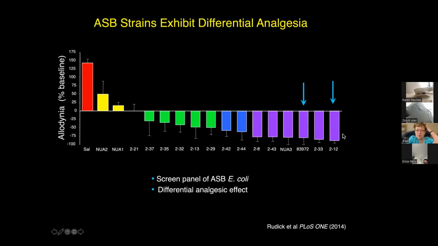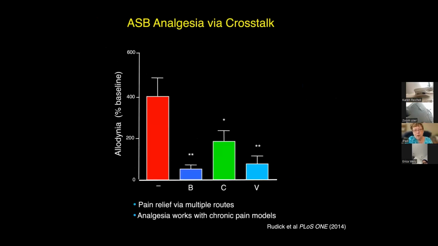And it works not just when put into the bladder. So here's our untreated pain. We put it into the bladder, it knocks down pain. We can put it into the vagina or the colon, suggesting that we could potentially develop a therapy like this as a vaginal probiotic, or even an oral probiotic, mediating its effect through the gut.